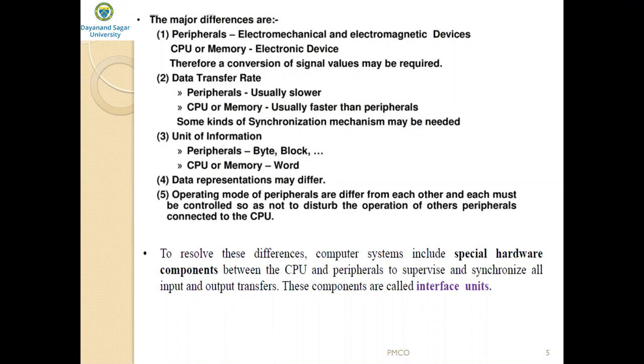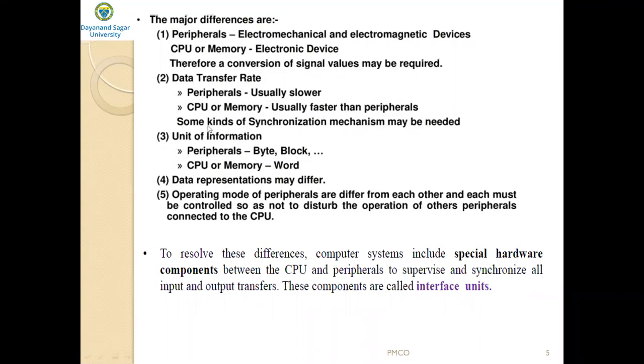So data transfer rate is nothing but the speed at which the data is transferred between the CPU and the peripherals, and vice versa. So peripherals are usually slower. So they usually have a lesser data transfer rate. That is the meaning of slower. Whereas CPU or memory are usually faster than the peripherals. So they will have a higher data transfer rate when compared to the peripherals' data transfer rate.